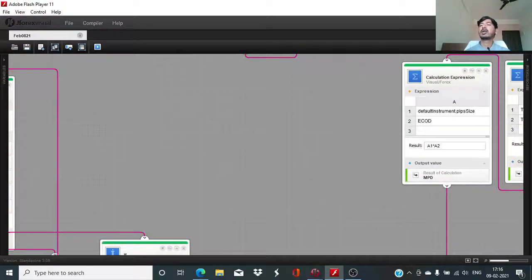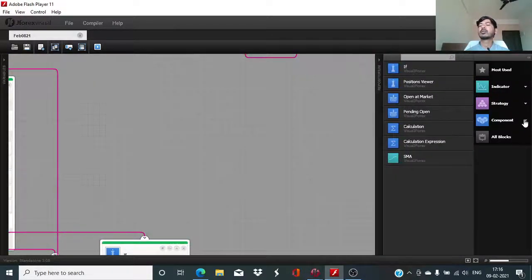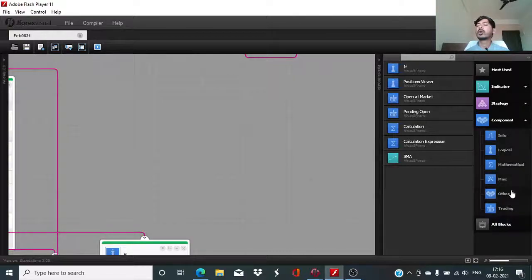For that, we need one more calculation expression block. I think two more, not one more. First, we will take one.